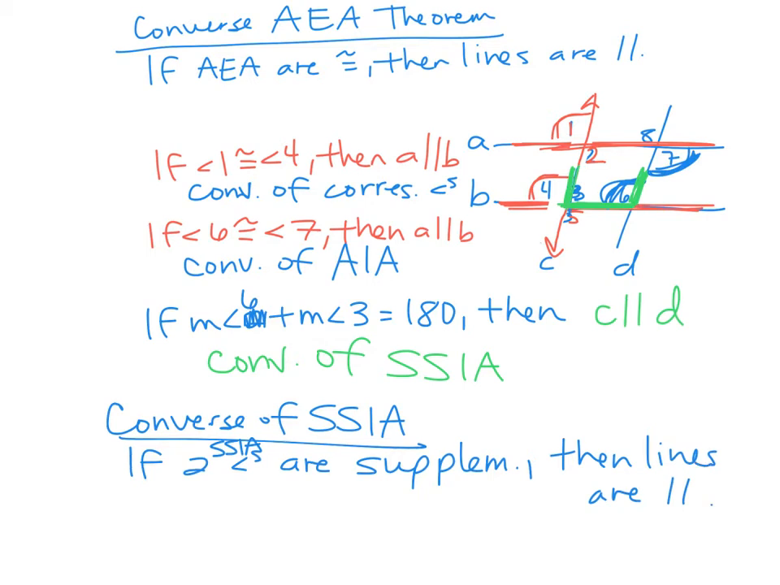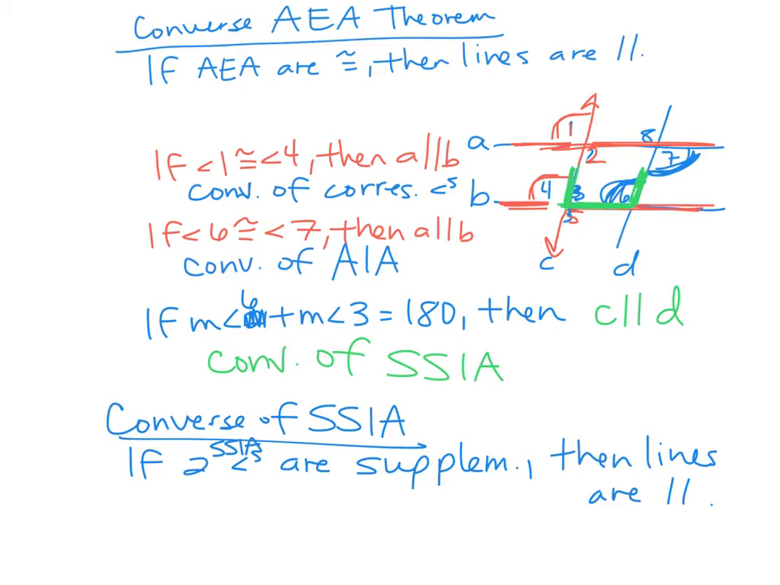Okay, so those are the 4 theorems. Basically, you're looking for what types of angles are we talking about, and is it the original, where I know the angles are congruent or supplementary, or is it the converse, where I then know that lines are parallel? Okay.